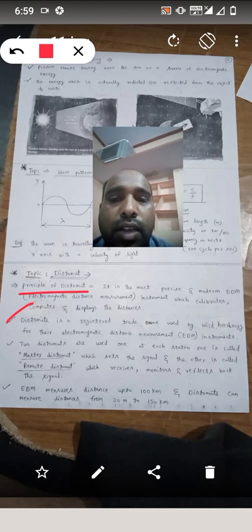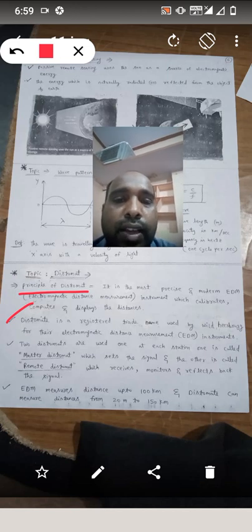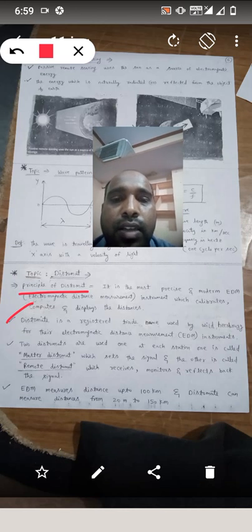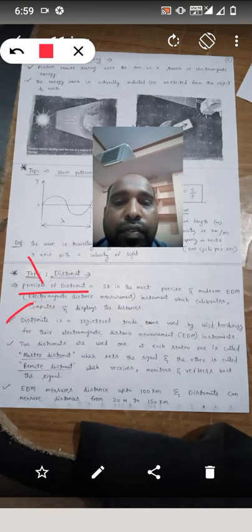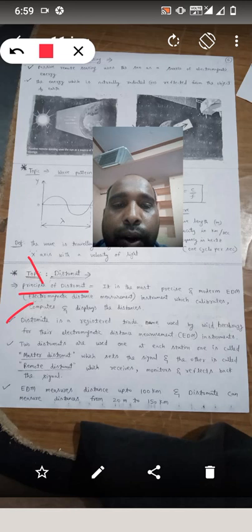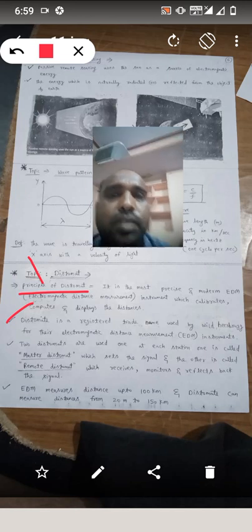Two distomats are used, one at each station. One is called the master distomat, which sends the signals, and the other is called the remote distomat, which receives the signals and reflects them back. EDM measures distance up to 100 kilometers, but distomat measures up to 20 to 150 kilometers.